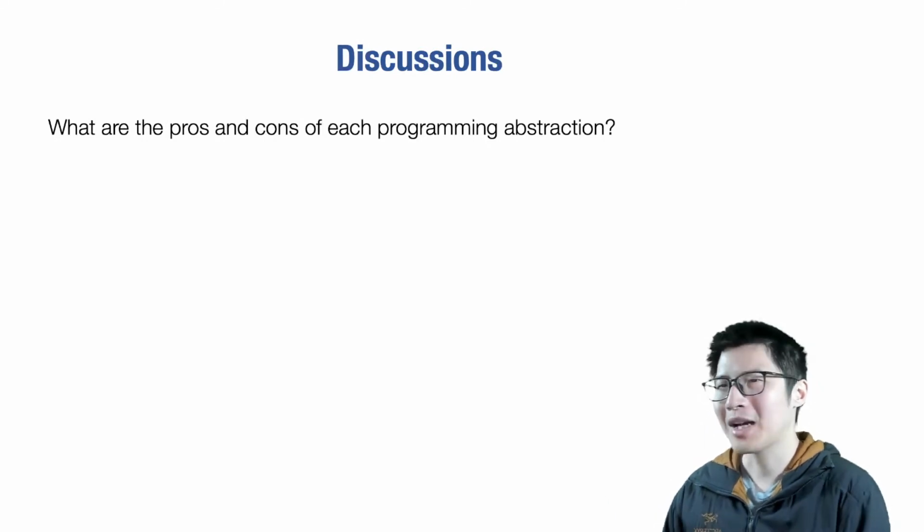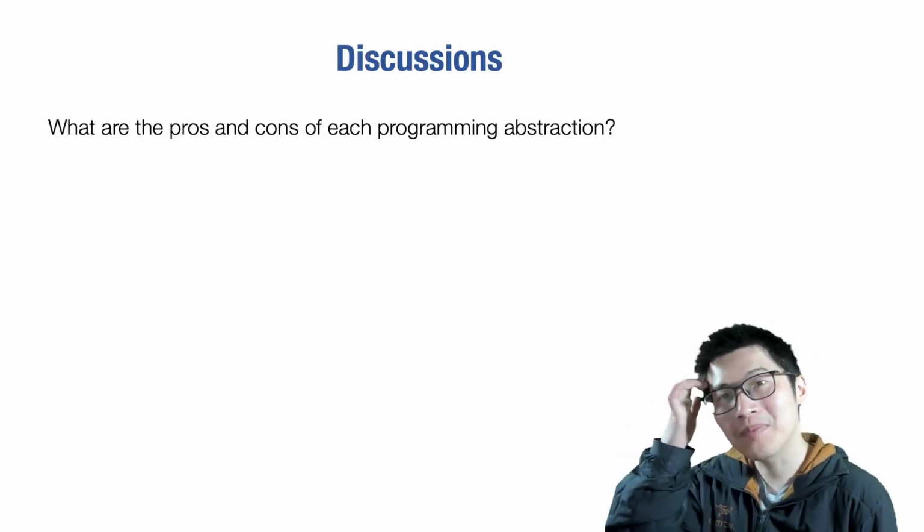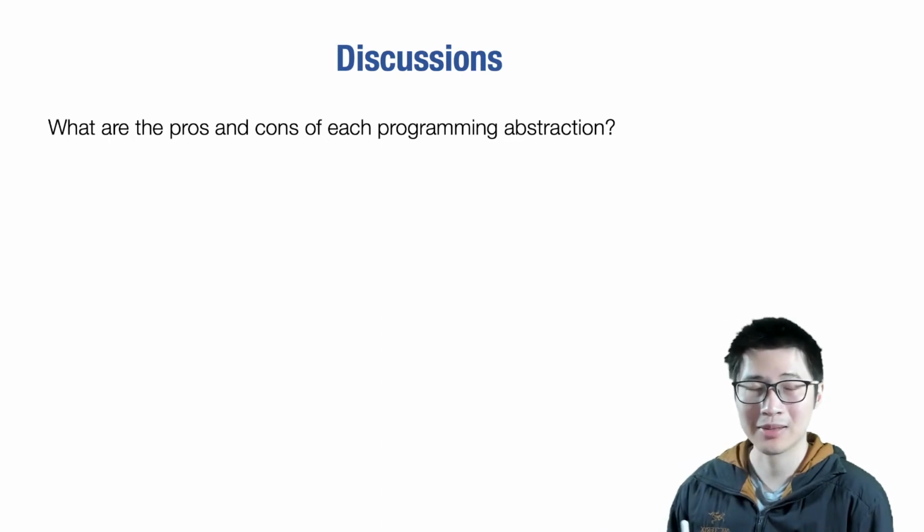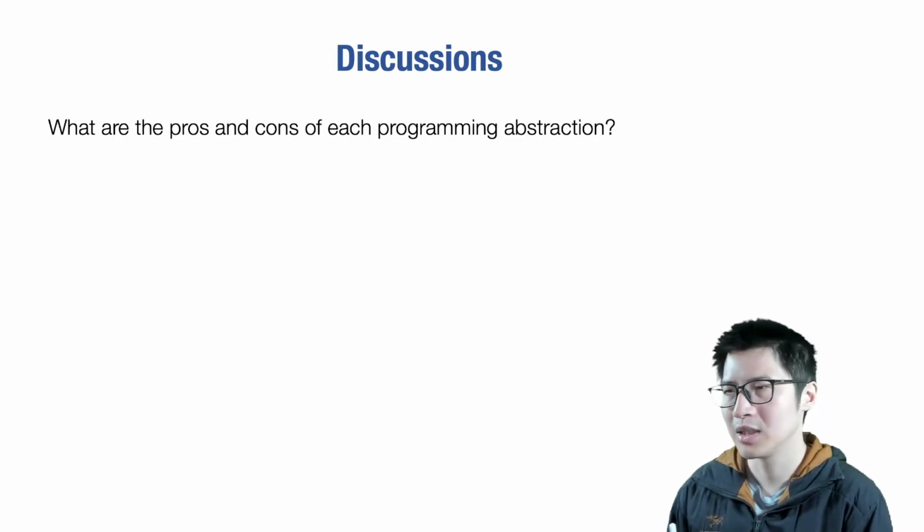So until now, we have talked about these programming abstractions. We have studied three of them. Caffe, which represents the first generation deep learning framework that allows you to do forward and backward propagation operations.